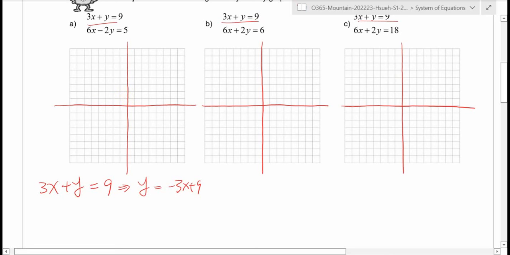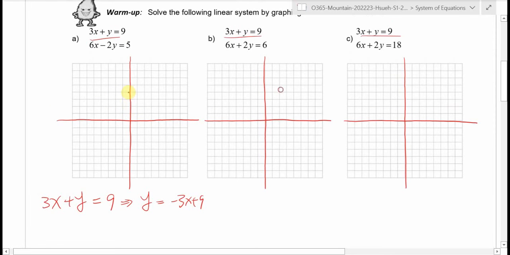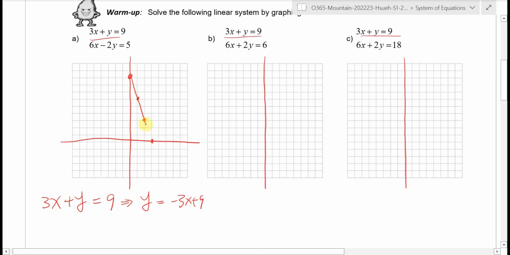Oh shoot, I probably need to move my x-axis down a little bit. 1, 2, 3, 4, 5, 6, 7, 8. Yeah, not enough. Let me move this down a little bit more. 1, 2, 3, 4, 5, 6, 7, 8, 9. Going down 3 and over 1, down 3 over 1, down 3 over 1. Okay, so here is my line, and I'll draw this here as well.